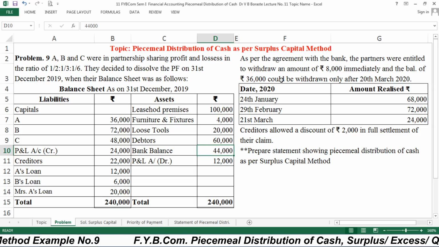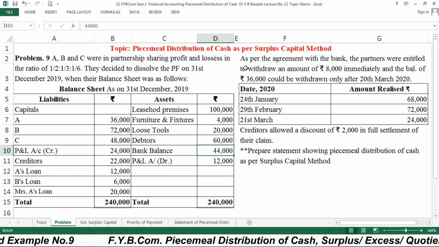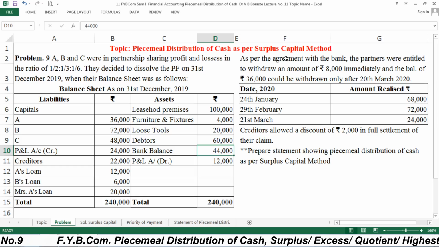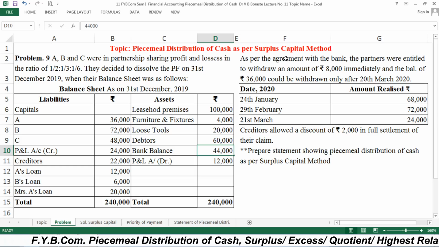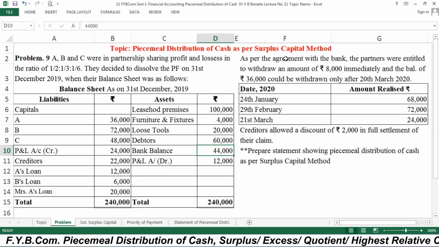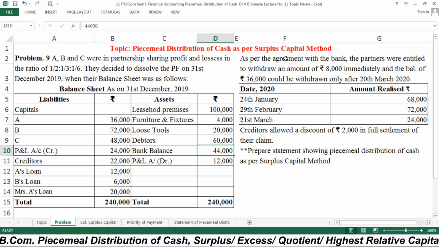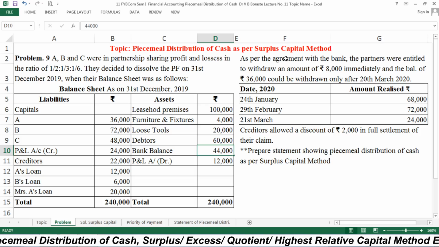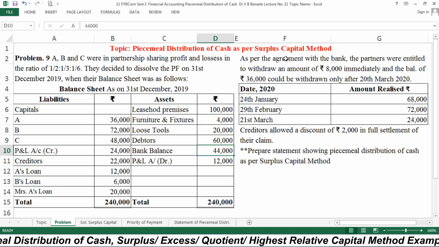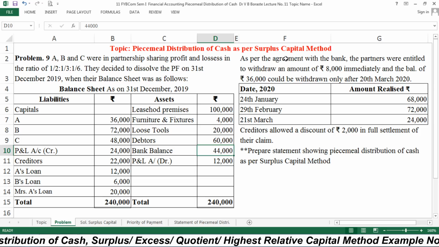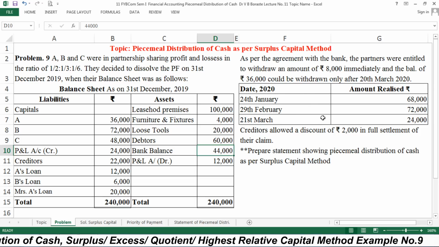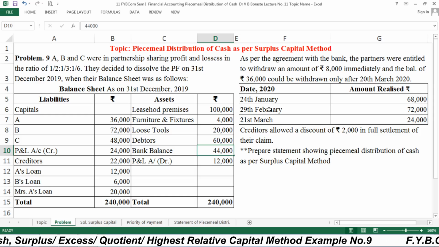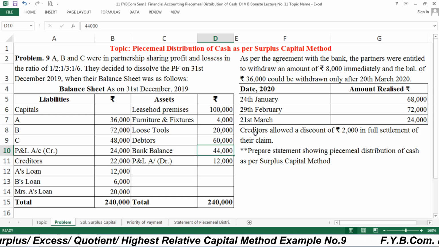On the very first day, that is, on the date of resolution, whatever agreement we have made with the bank, we are entitled to withdraw only 8,000. However, the balance is 44,000, but we are able to withdraw only 8,000. That means a balance of 36,000 will remain with the bank, and it will be withdrawn only after 20th March 2020. So here is the realization on 24th March, then on 29th March, then on 21st March.